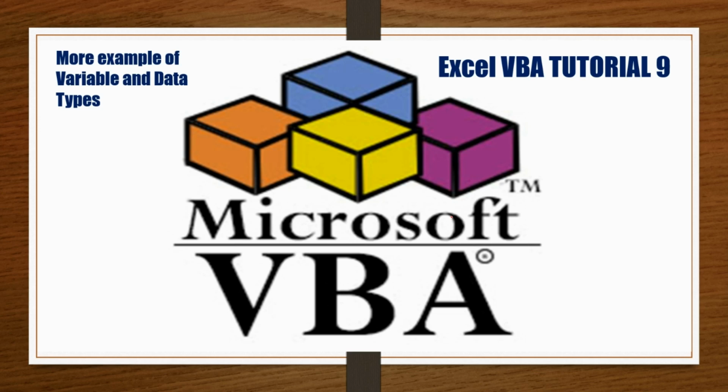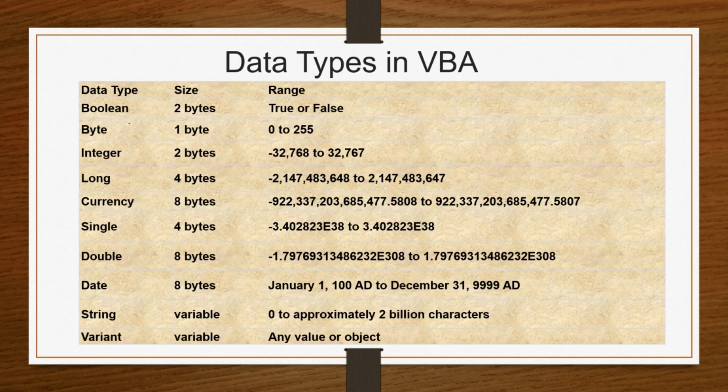In today's video, I'll discuss more examples of variables and data types in VBA. In the last video, we talked about the integer data type. Those who haven't watched that video can go ahead and watch it. I'll put it in the I button. And if you look at the size of data an integer can hold, it is up to 32,767. If you go beyond that, it will give you an overflow error, right?